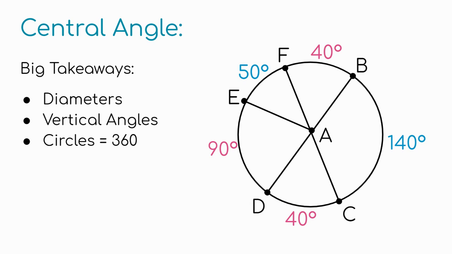So you want to use those 3 tips when we're using central angles. You're going to fill it in like a puzzle using diameters, vertical angles, and circles add up to 360. If you need more help on that, send me an email. I can send you another video, or I can help you work through some problems.